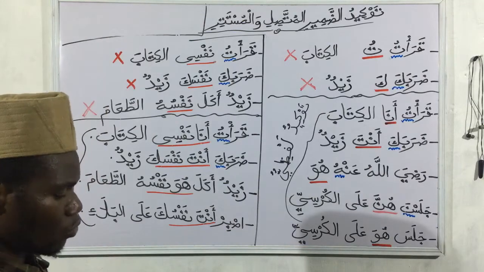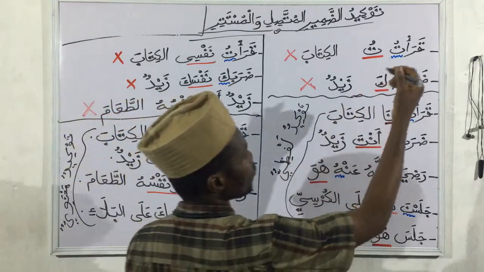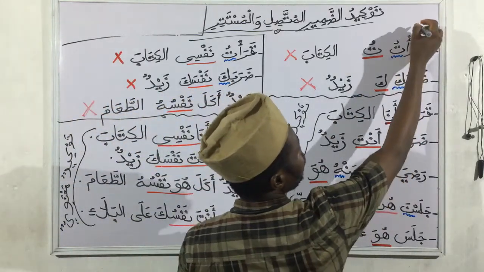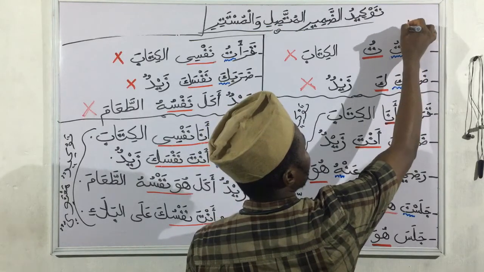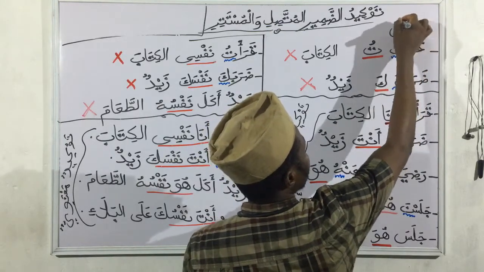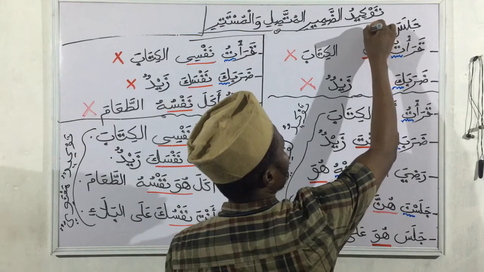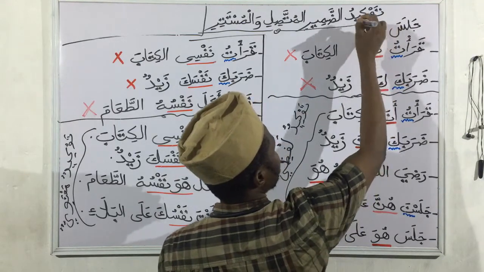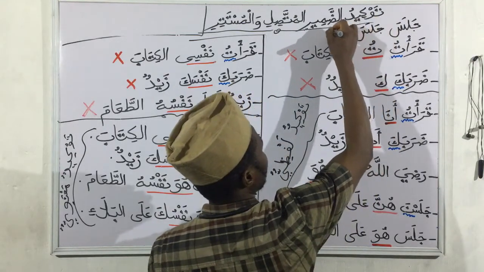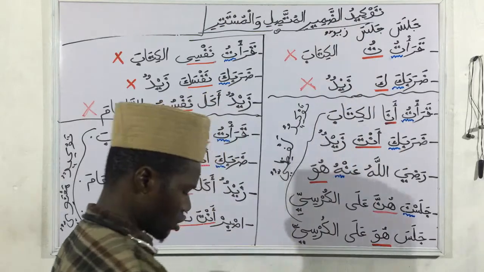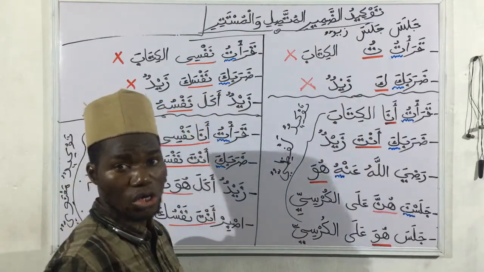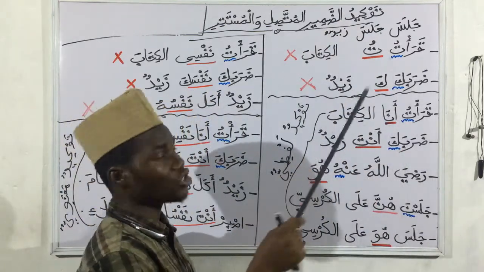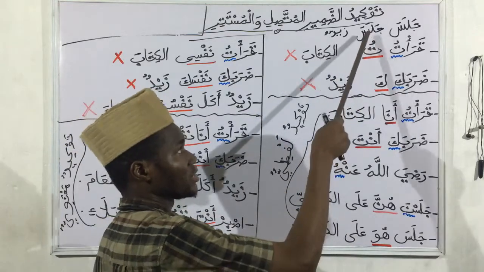Say we want to do tawkid of a lafz. I will say: jalasa jalasa zaydun. You get? So this is emphasis on the wording. This is tawkid al-lafziyu, emphasis on the word: jalasa zaydun.